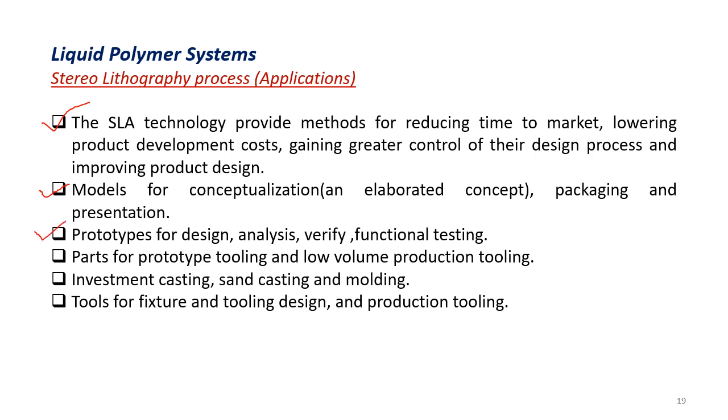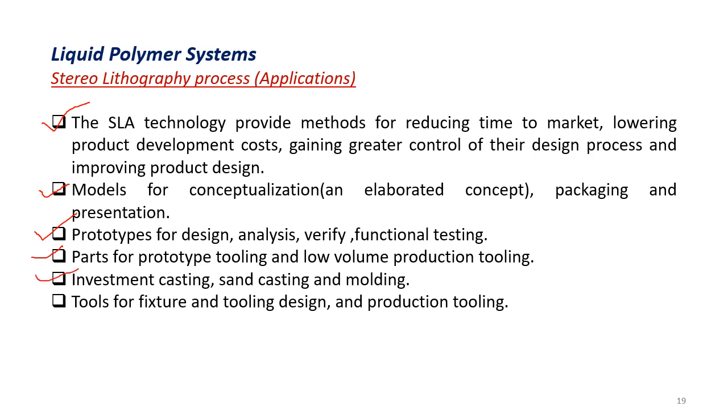SLA is also used by design engineers for preparing prototypes, where analysis, verification and functional testing of these prototypes can be done. SLA parts are used for prototype tooling, where we require low volume production of tools. Means in a small setup where we require limited tools, not many tools, we can have this SLA machine to bring a new prototype tool and use that tool for production and check whether it is viable or not.